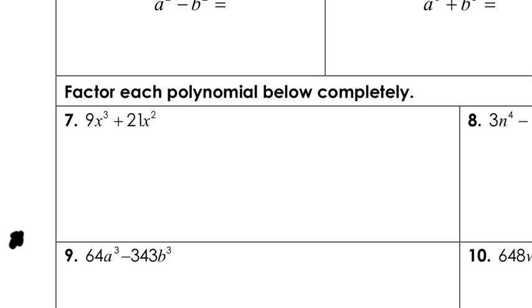Factor each polynomial completely. So is there something that's the same? I think there's a 3 in both of them, and there's a couple of x's in both of them. What's left over? Another 3, because 3 times 3 is 9. Another x, because x squared times x is x cubed. And then I got 3 times 7 is 21, and x squared is gone. There we go, factored completely. Hallelujah.